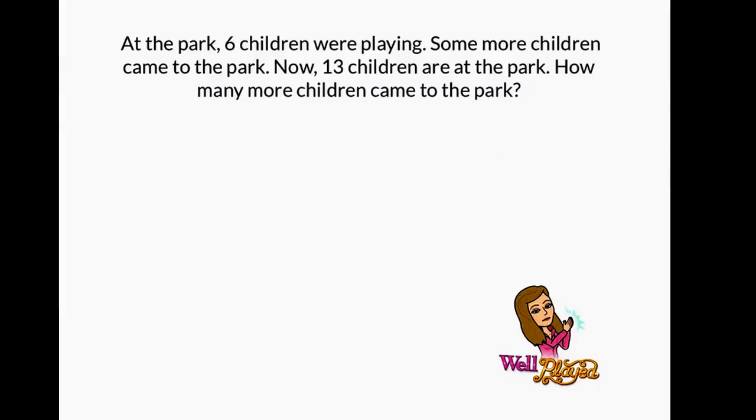So we do notice that there is a change in this problem that we are going to have to solve for. I noticed that at the beginning of the problem it said 6 children were playing. So I'm going to go ahead and write the number 6. Then we have a mystery number. It doesn't tell me how many more children came to the park. It just says some more children came. So I know that we're going to be adding those children to the original kids who were playing there.